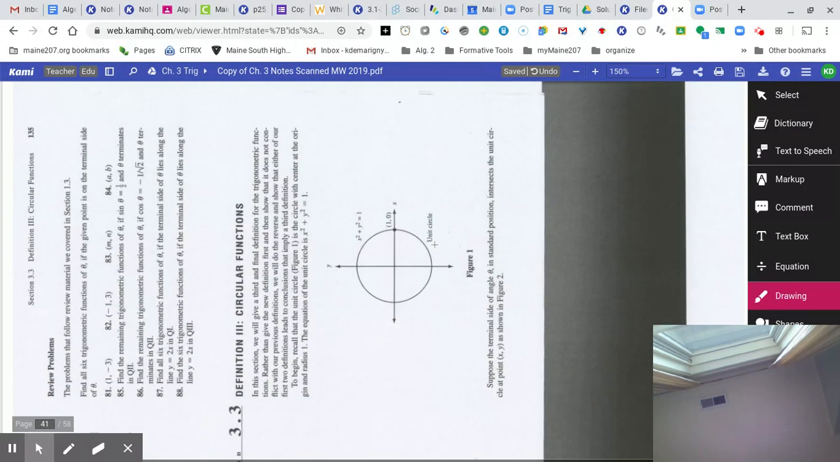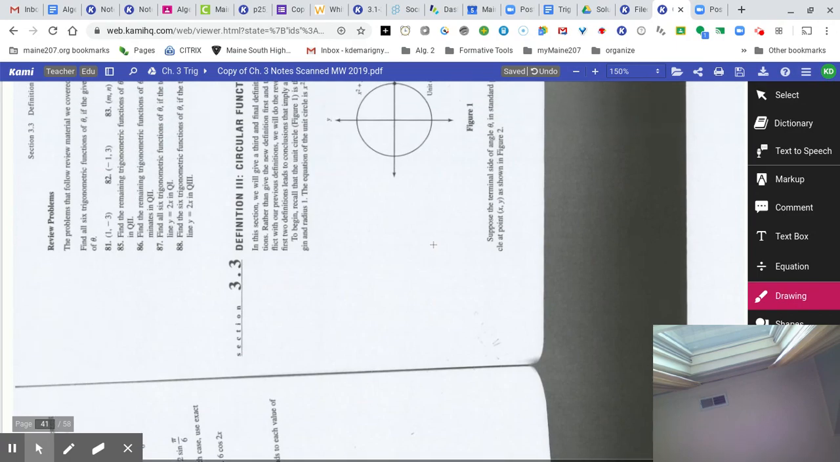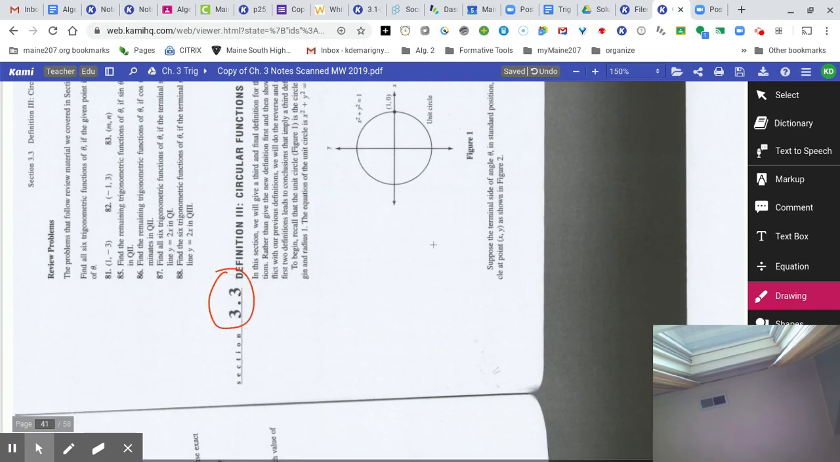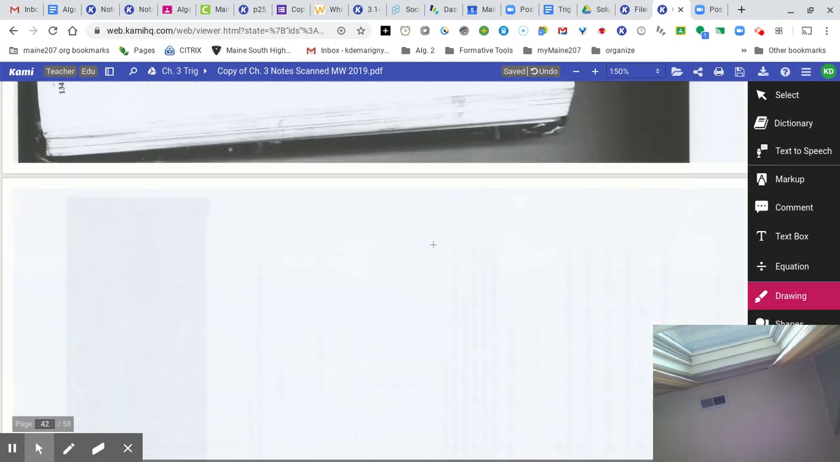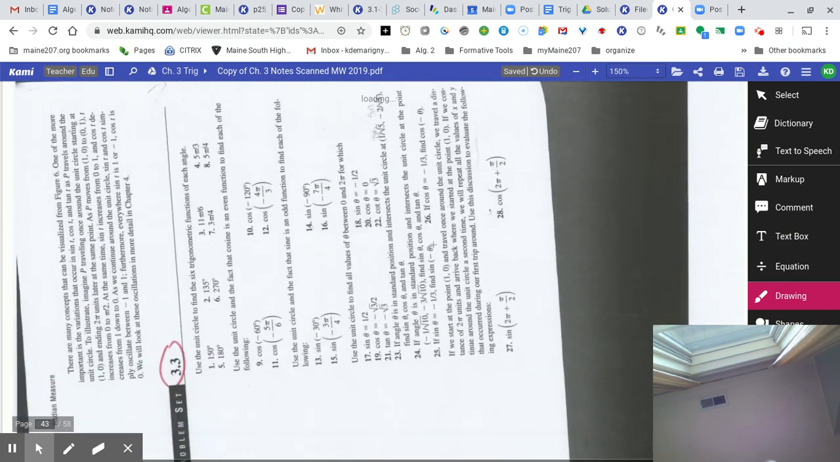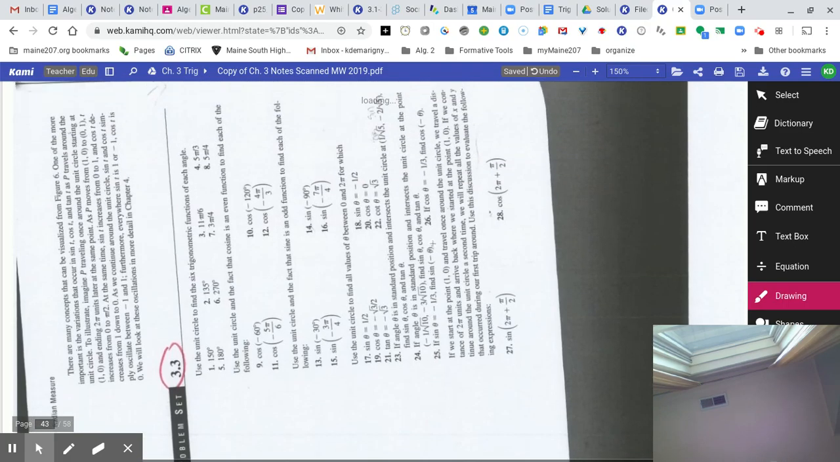And then on Monday and Tuesday, I'm going to get you to 3.3, the definition of circular functions. Hopefully we'll have a little bit of time to get that in, but your 3.3 homework will come from here. Circular functions, even or odd. So this will be next week. It'll be your Monday, Tuesday homework, which will be your last one of the year.